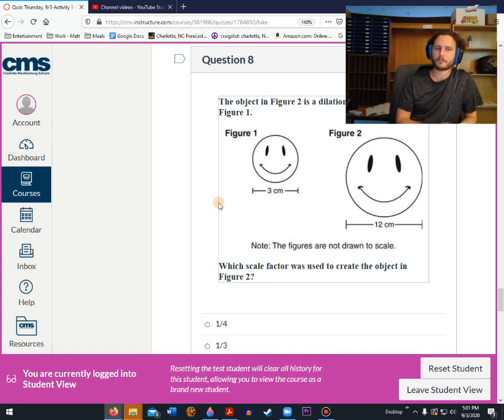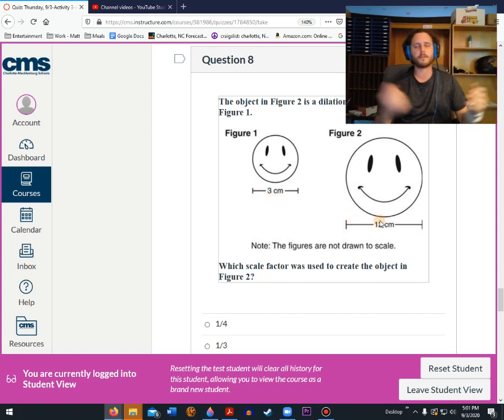It shows us 2 pictures, and it asks us what scale factor would have been used in order to take 3 centimeters and 12 centimeters and change it. For this, we went from 3 and we turned into 12. What did we do to that 3 to get 12? You multiplied. What did you multiply by?